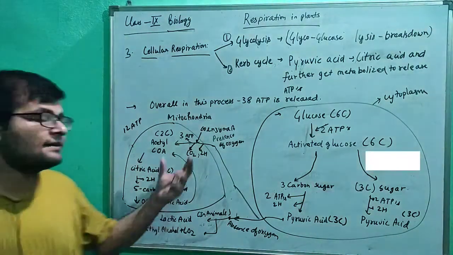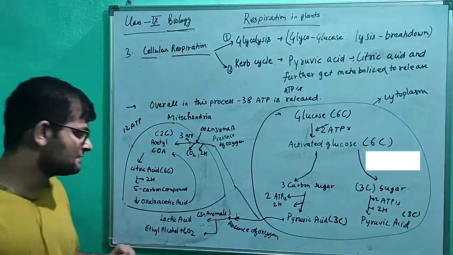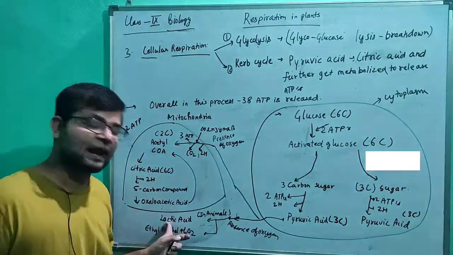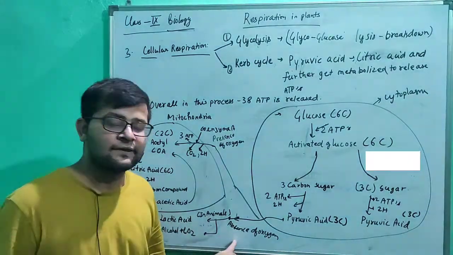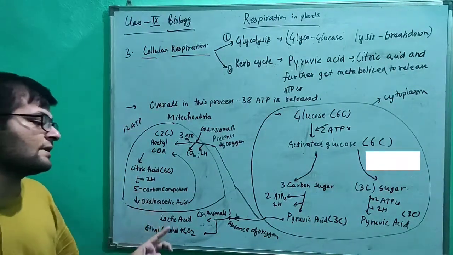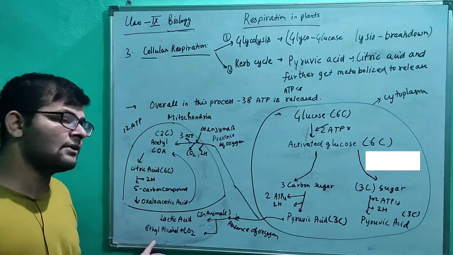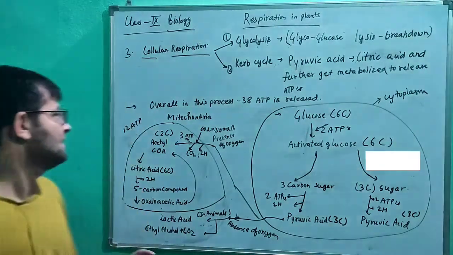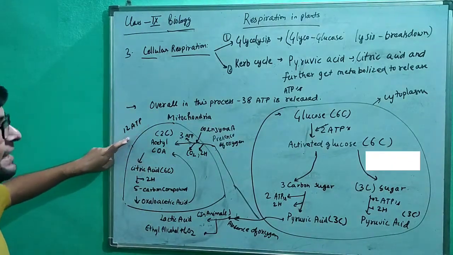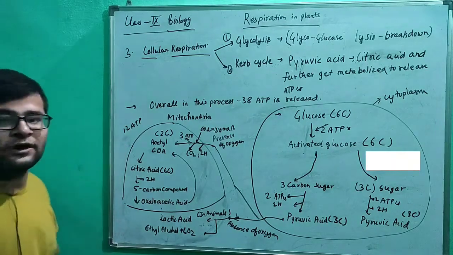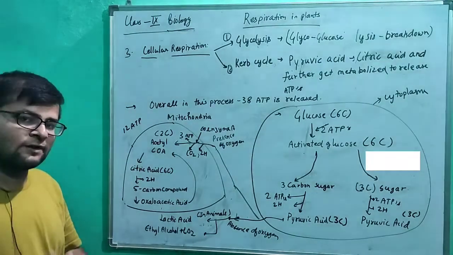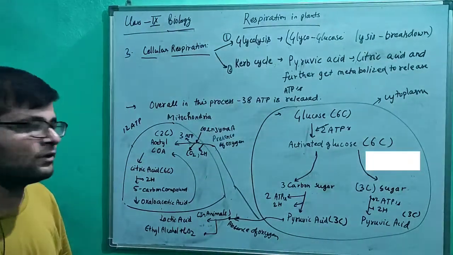Okay, in the absence of oxygen, what happens in animals? The pyruvic acid gets converted into lactic acid, but in plants and unicellular organisms, when oxygen is absent, the pyruvic acid gets converted into ethyl alcohol plus carbon dioxide, and during this process which is Krebs cycle, 12 ATP are released. I am not going to give account of where ATP is released and where it is not, because that will become very cumbersome for you to learn.